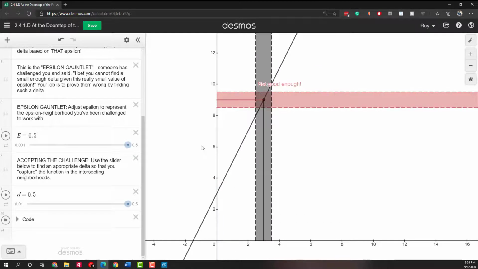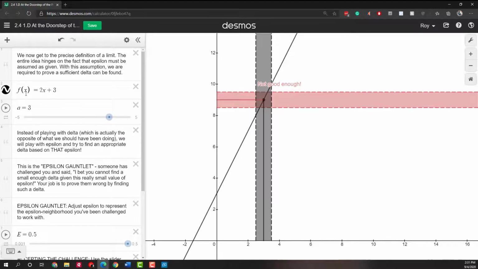So let me open up an applet here. And this is the very last applet I have for this. So we now get to the precise definition of a limit. The entire idea hinges on the fact that epsilon must be assumed as given. With this assumption, we are required to prove a sufficient delta can be found. So here's our function we've been playing with, 2x plus 3. Here's what we're allowing x to get close to, 3. Instead of playing with delta, which is actually the opposite of what we should have been doing, we will play with epsilon and try to find an appropriate delta based on that epsilon.